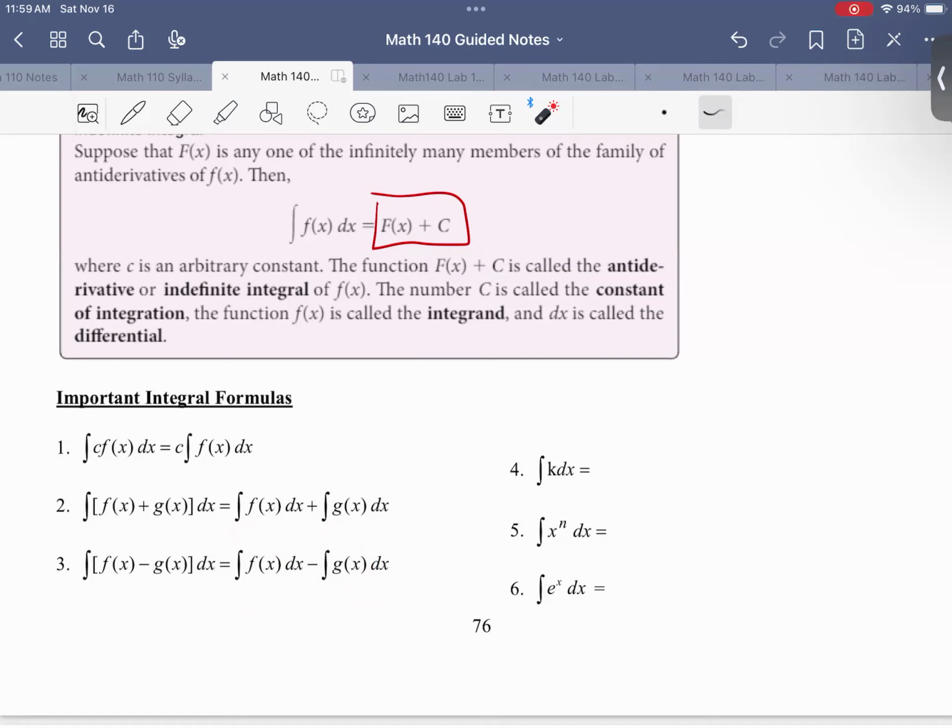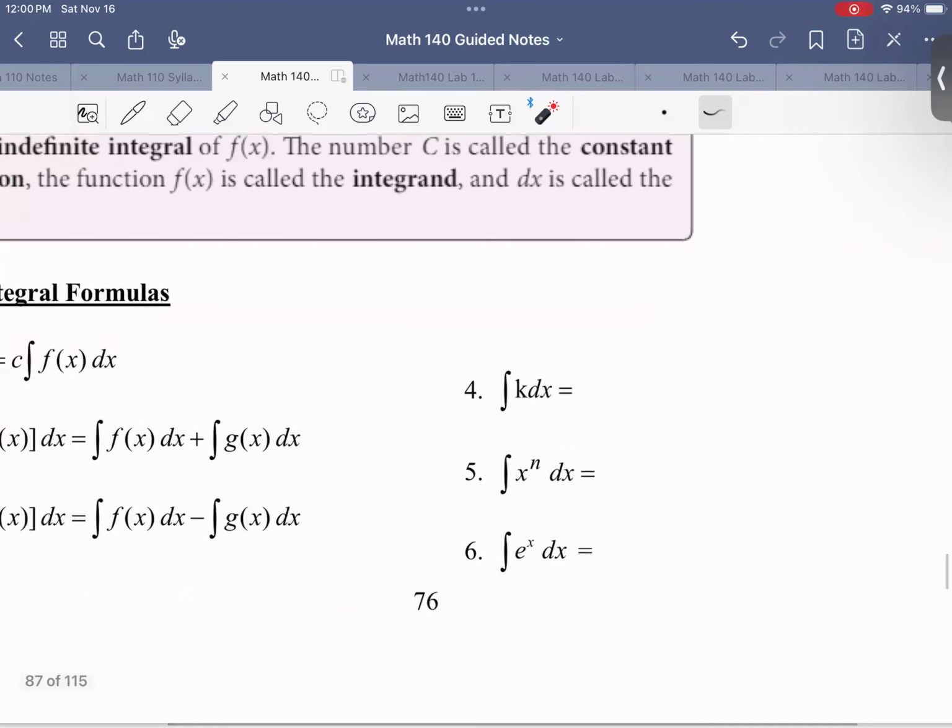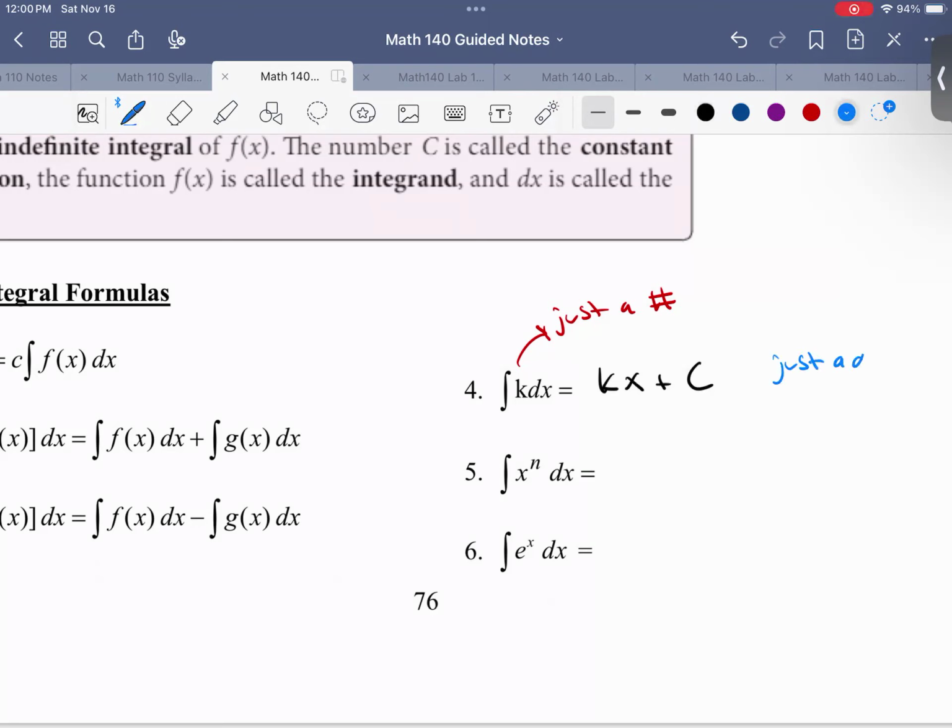So here for number 4, we have the integral of k dx. So here k is just a number. If we're taking the integral of just a number, all we're going to do is just add on an x. So what I mean by that is the integral of k dx would just become kx plus c.